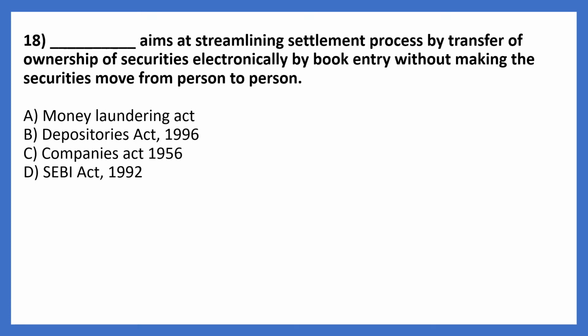Which of the following regulations aims at streamlining the settlement process by transfer of ownership of securities electronically by book entry, without making the securities move from person to person? Option A, Money Laundering Act. Option B, Depositories Act 1996. Option C, Companies Act 1956. And option D, SEBI Act 1992. The correct answer is option B, Depositories Act 1996.